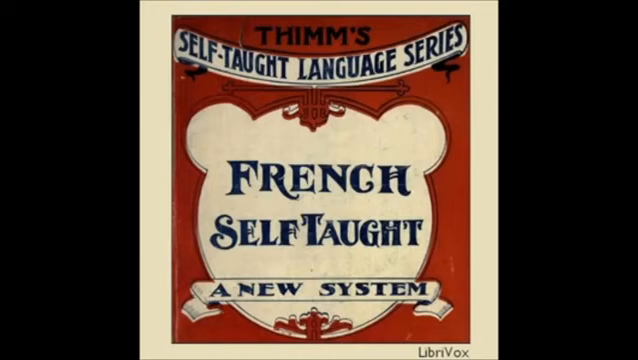I can make you a pair. Je puis vous en faire une paire. Take my measure. Prenez ma mesure. I must have them as soon as possible. Il faut que je les aie le plus tôt possible. You shall have them next week. Vous les aurez la semaine prochaine.